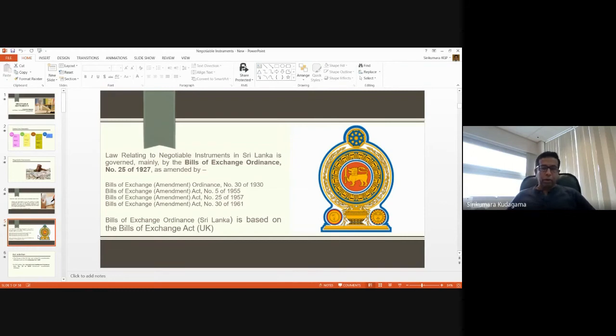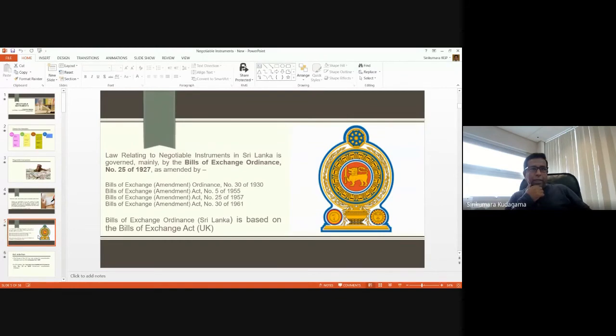And one other interesting point would be that just after the ordinance was enacted in 1927, in 1930, 3 years later, there was an amendment to that. Again, in 25 years' time, there was an amendment. Again, in 2 years' time, another amendment. Again, in 4 years' time, in 1961, another amendment. For some reason, we seem to be complacent with the law governing bills of exchange for the last 60 years, and nothing has amended the Bills of Exchange Ordinance as such.